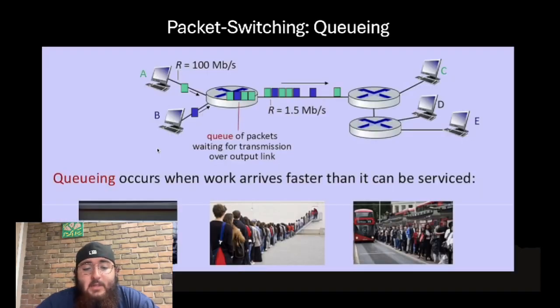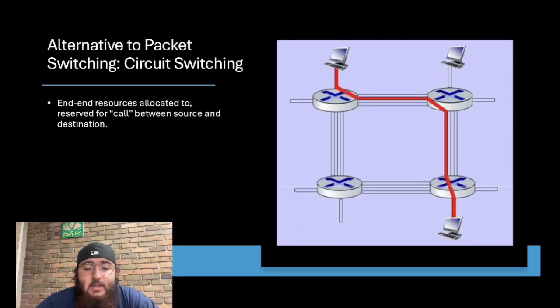When looking at packet switching, there is something called queuing that you may or may not have heard of. This is when work ends up arriving faster than it can be serviced. So look at it as waiting in line for something. You can be waiting for the bus or waiting in line for traffic. Packet switching is sending small chunks of data called packets, which are stored and forwarded by routers. But there is another method called circuit switching, where resources are allocated for the entire duration of a communication session, like in telephone networks.